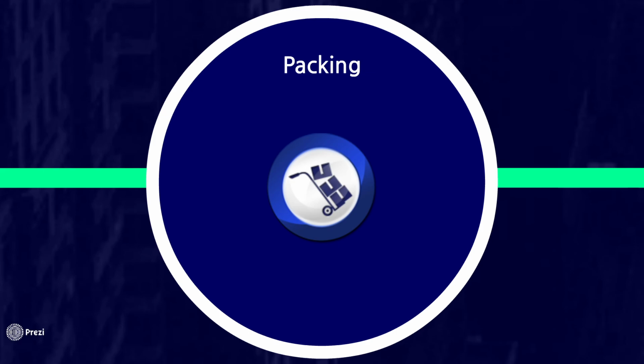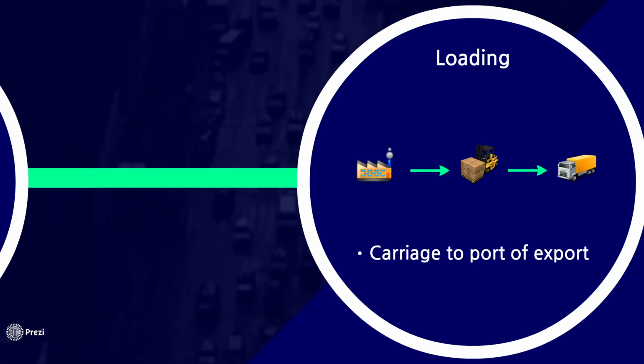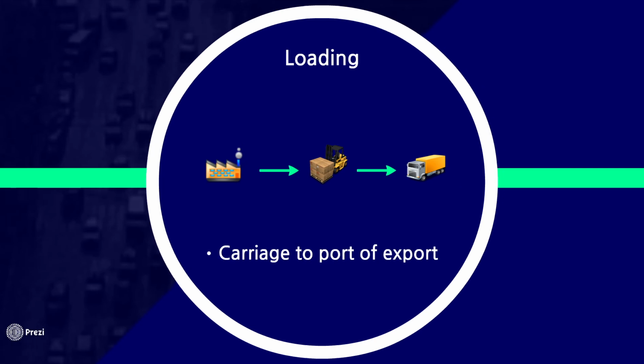First step is packing. Packing is the beginning of logistics, and Samsung has to do this phase for packing. Next step is loading. To export, packaged products must be loaded. This picture explains the loading.